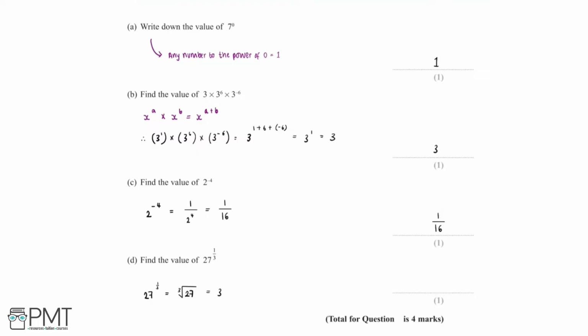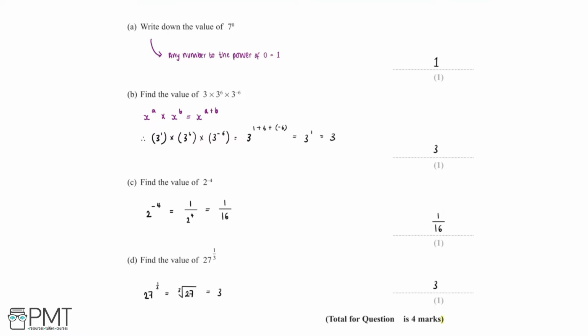3 cubed is equivalent to 3 to the power of 3, which is equal to 3 multiplied by 3 multiplied by 3. Now this is equal to 27, so the cube root of 27 is equal to 3. And so we found that the value of 27 to the power of 1/3 is equal to 3.